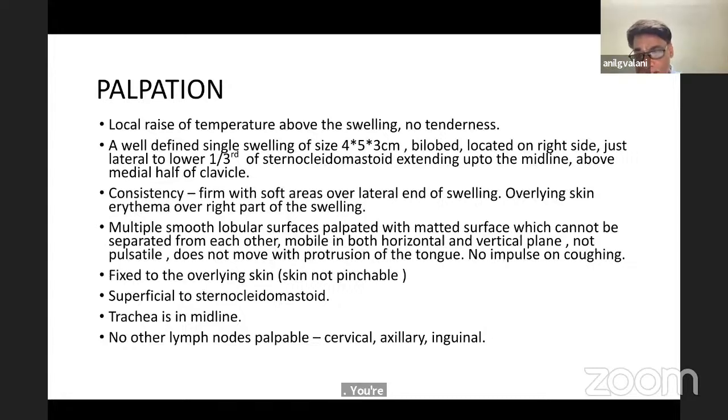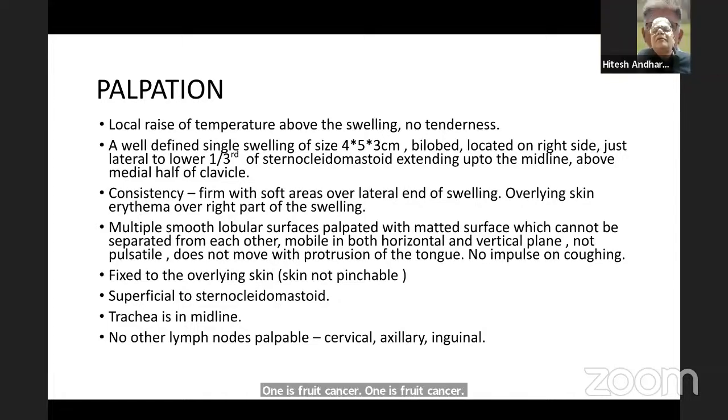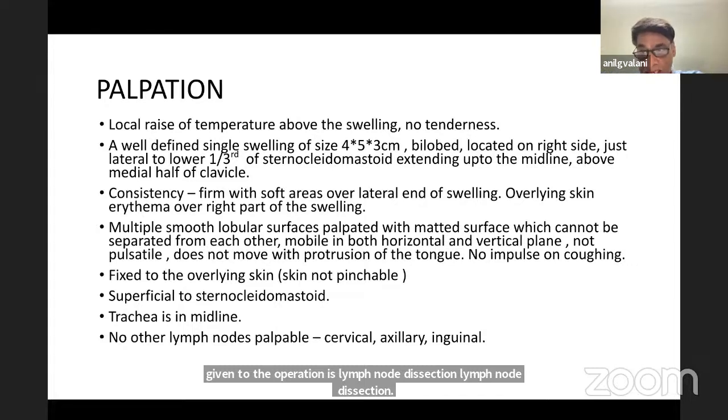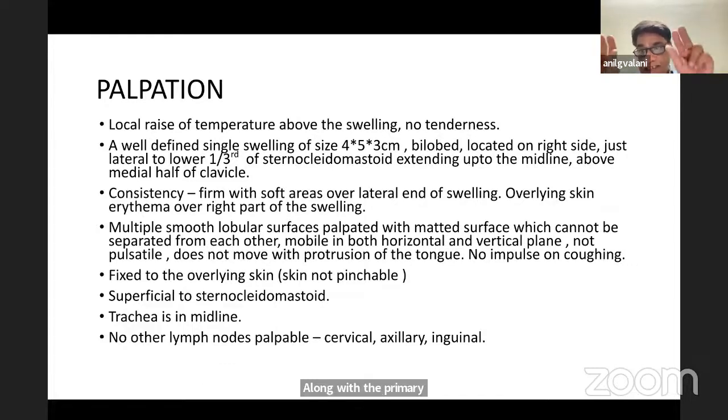We have got two patients. One is proved cancer. One is proved tuberculosis. The one who's proved tuberculosis is on AKT. The one who's cancer is only proved cancer. And in two different operation theaters, the title given to the operation is lymph node dissection, along with the primary cancer. It's obvious, it goes without saying. I'm only focusing on lymph node dissections.